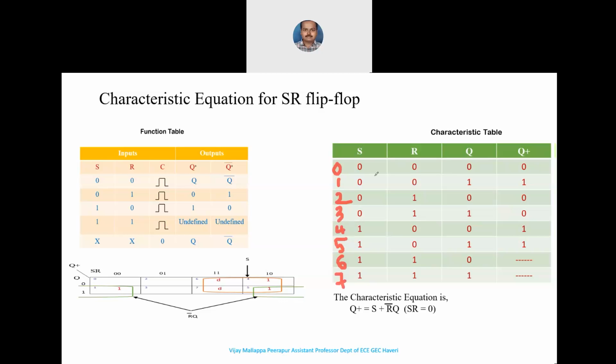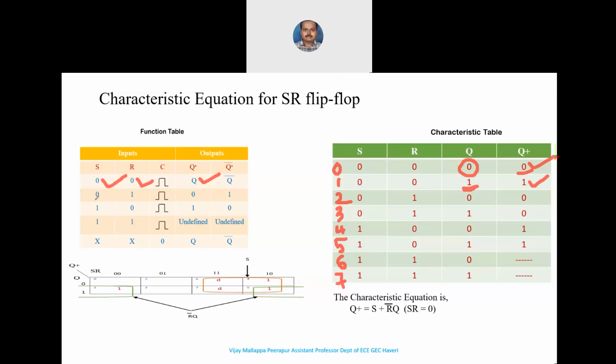Now, when both S and R are 0, the next state, Q plus, is equal to the previous state. What is the previous state we have? The previous state is equal to 0. So what is the next state? It is also equal to 0. Similarly, when both S and R are 0, the next state is equal to the previous state. Now the previous state here is equal to 1. So what is the next state? It is equal to 1 here, right? Everyone can better understand with the help of the characteristic table.